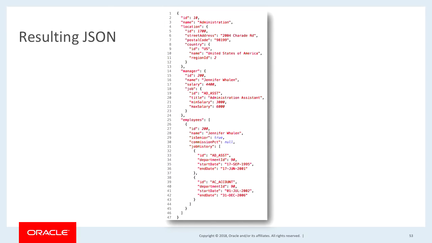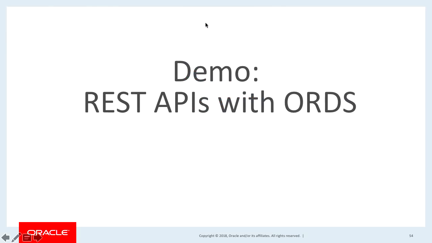This is an example of the last one you saw. So if we're exposing departments, and this is just one department, this is what that might look like from the HR schema. So literally this is just a single object, but we might, of course, return an array. And the question is, how can we get this done? So I'm going to show you a demo of ORDS.